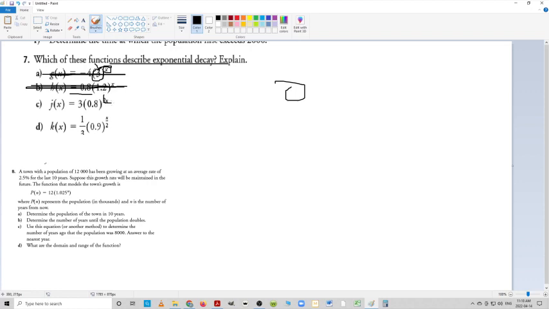Here's the x. Now be careful, you might say, oh, there's a 2 there. But that's part of the exponent. So you have to look for the base. Is that less than 1? Yes, it is, so that's a decay.